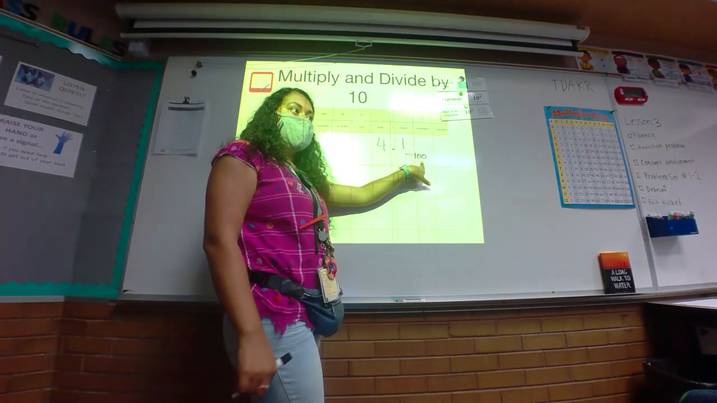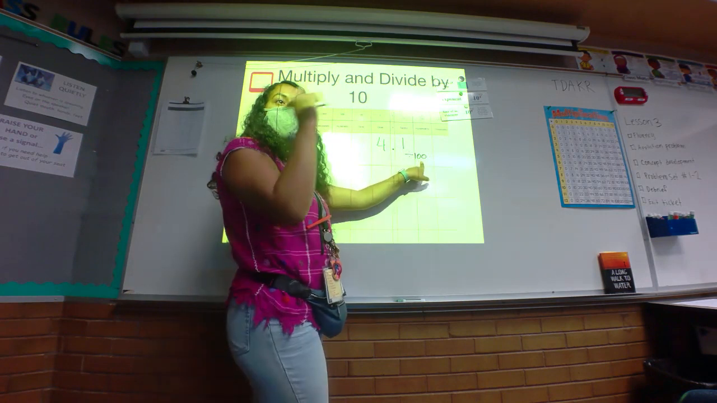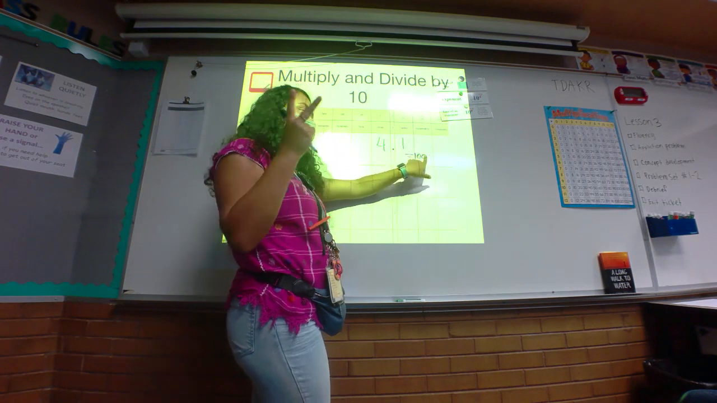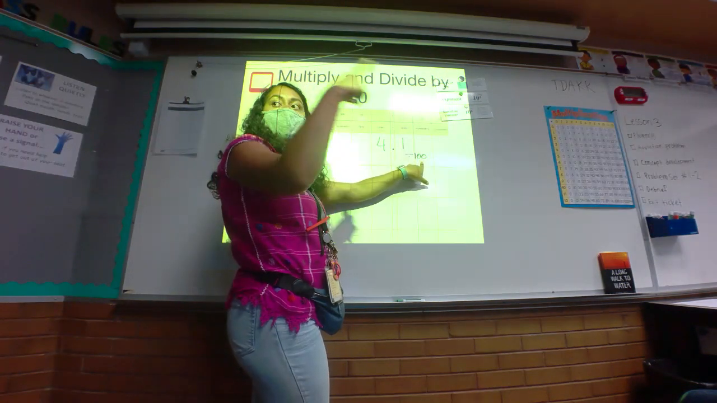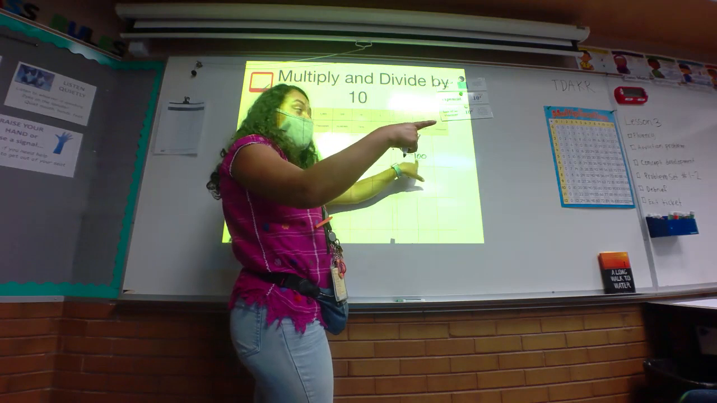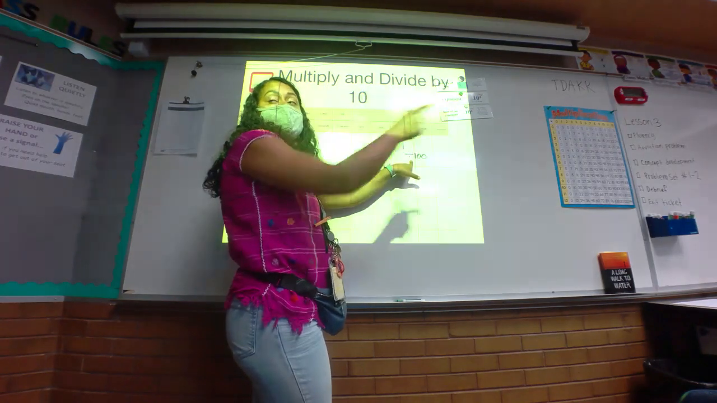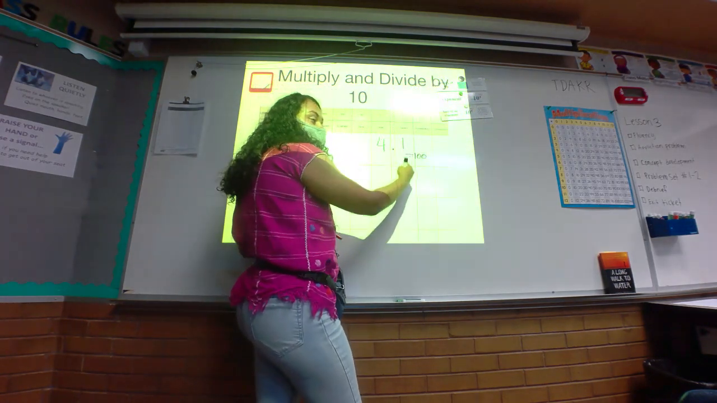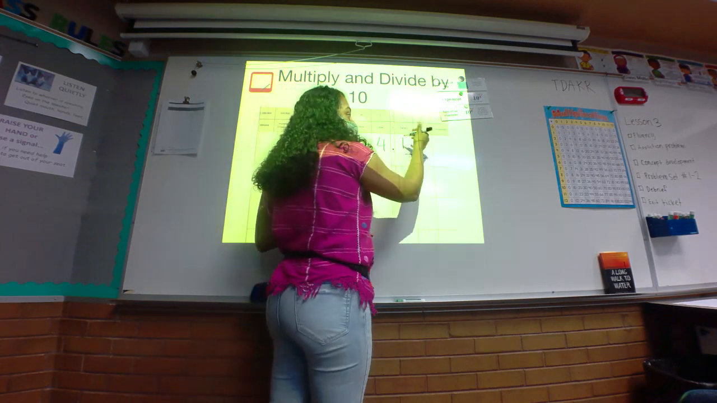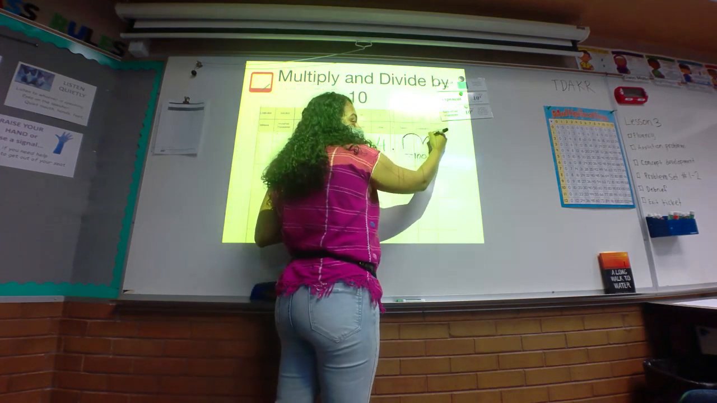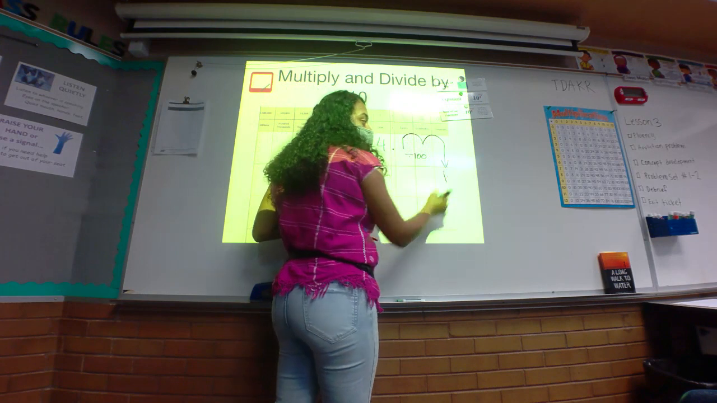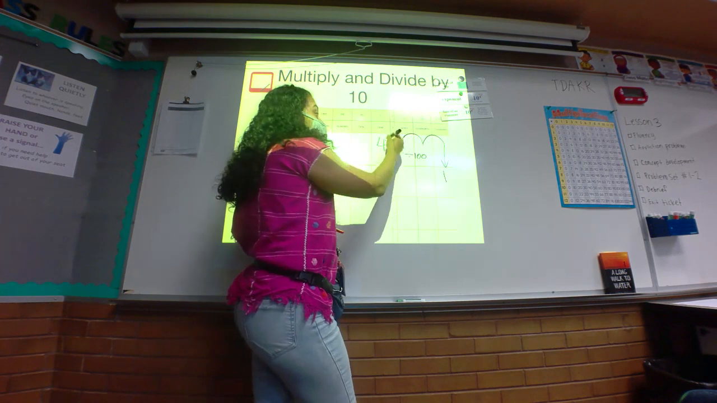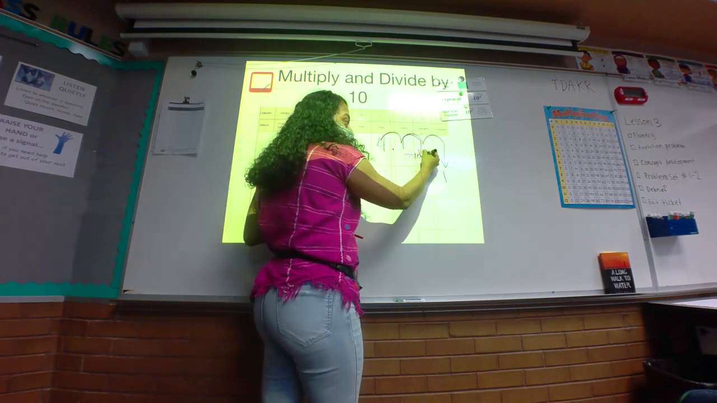Because we're using powers of 10, we're just going to shift. How many shifts for 100? Two, because there's 2 powers of 10. To the left or to the right? We're dividing, so to the right. Since I'm going to the right, I'm going to start on the right side of the digits. With the 1. Ready? 1, 2, drop it down right there. Next one. 1, 2, drop it down right there.